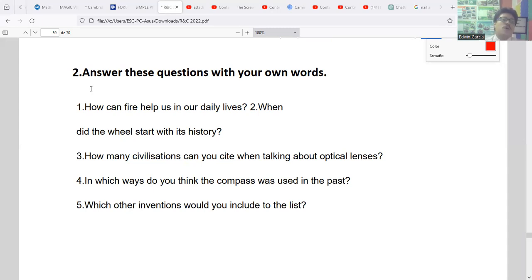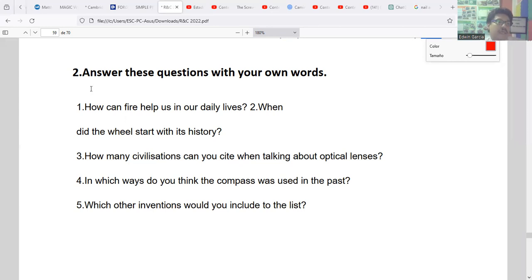Number two: when did the wheel start with its history? Do you remember? Well, this was before Christ. Maybe you remember the number exactly. I think it was 3,500 before Christ, the invention of the wheel.